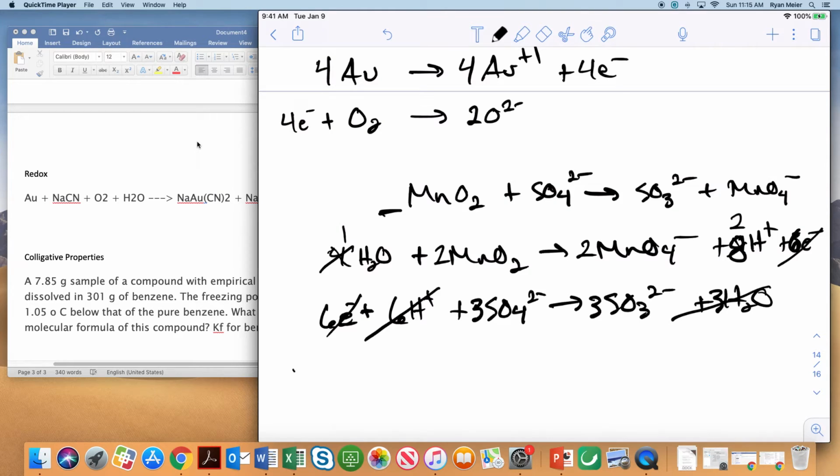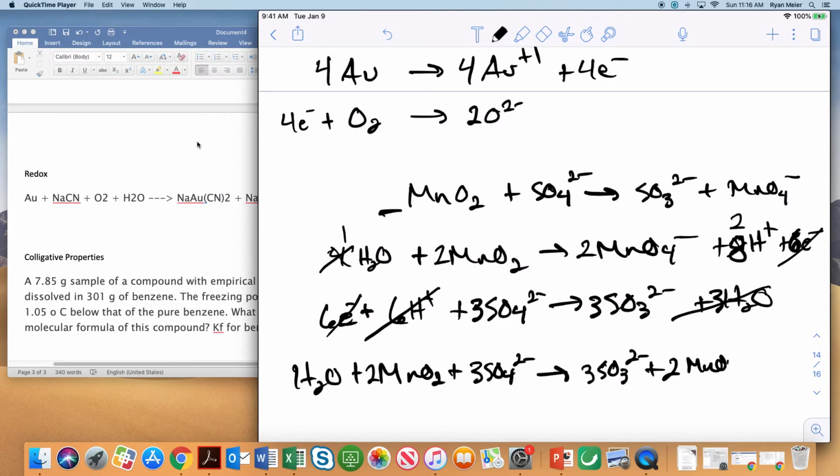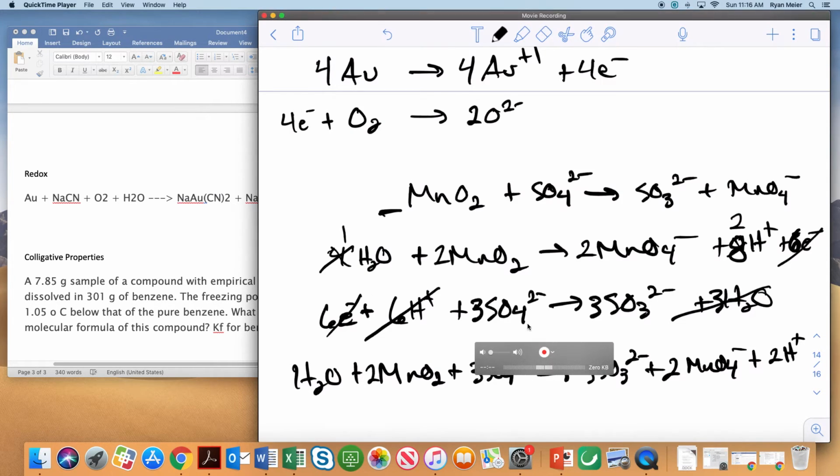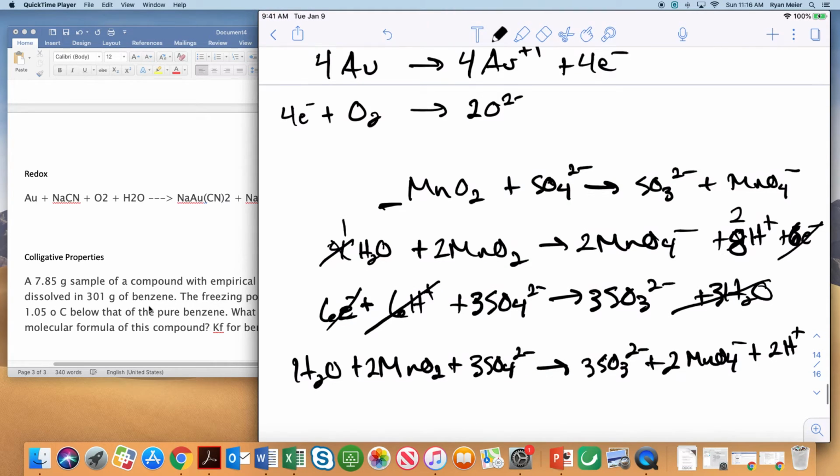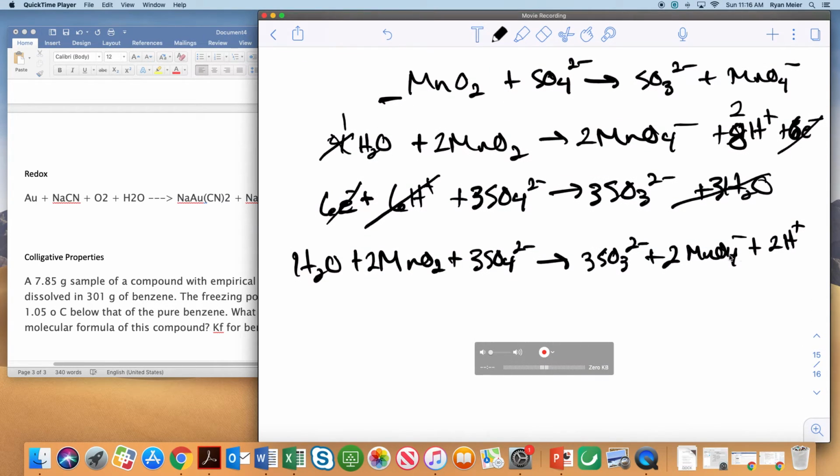Now I just write what's left. I'll have H2O, 2 MnO2, plus 3 SO4 2 minus, going to 3 SO3 2 minus, plus 2 MnO4 minus, plus 2H+. That would be my full balanced reaction at the end of all of this. This final answer is for an acidic solution because I have this H+ over here.